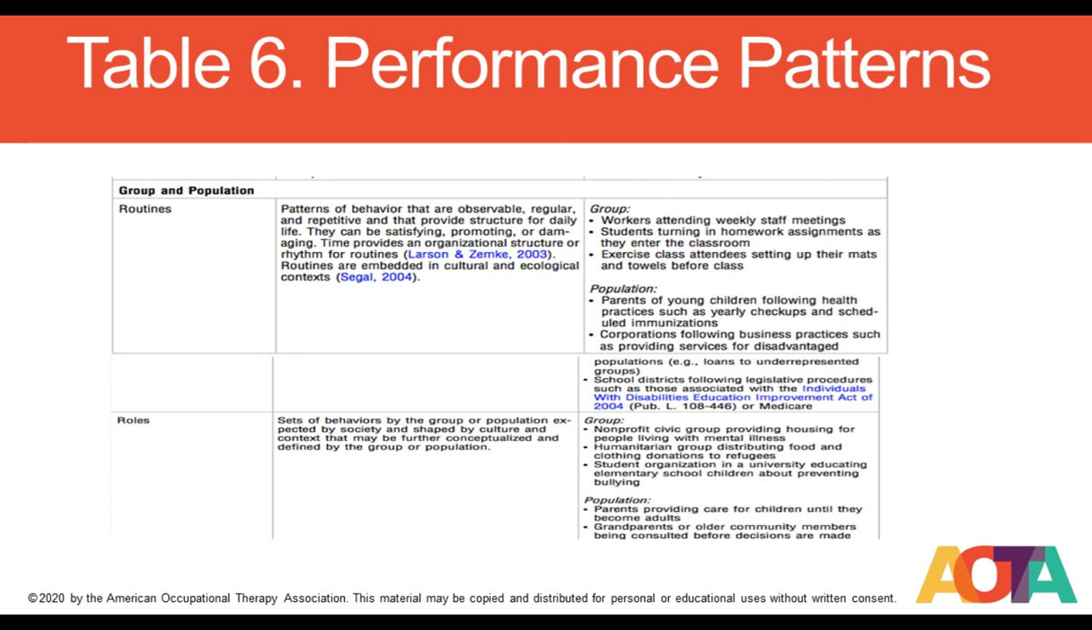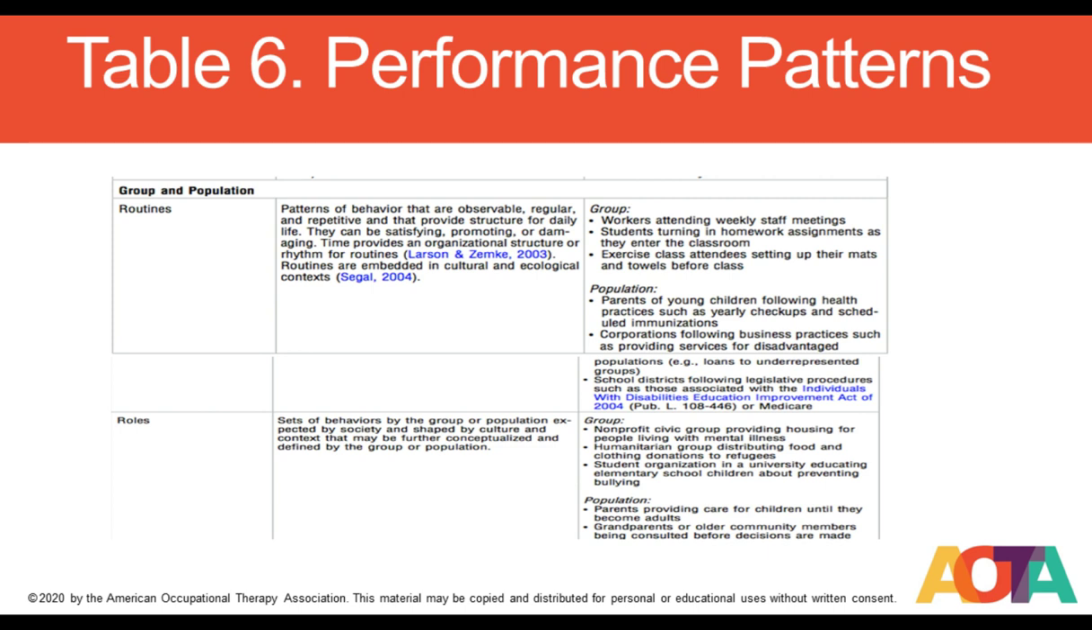After the individual examples, Table 6 goes on to describe the same performance patterns at the group and population level. Rather than considering a daily routine for one person, we may be thinking about these routines for a group of people, like here, attendees or employees attending a department meeting, or a group setting up for a fitness class. What routines might we notice being different between these two different groups which support or inhibit their occupational performance? Different actions are needed for their success.